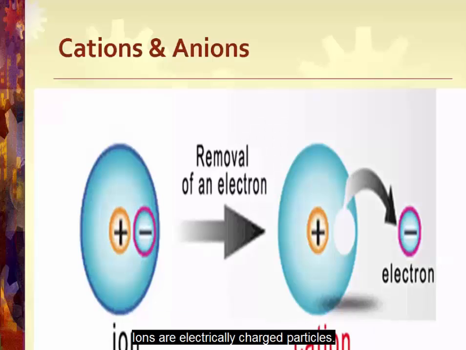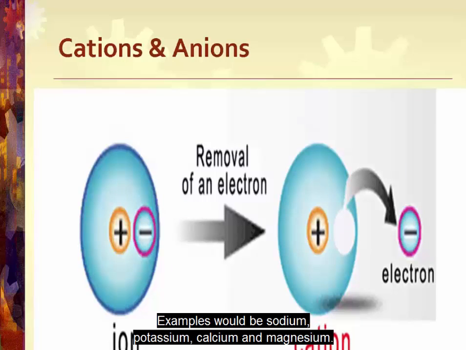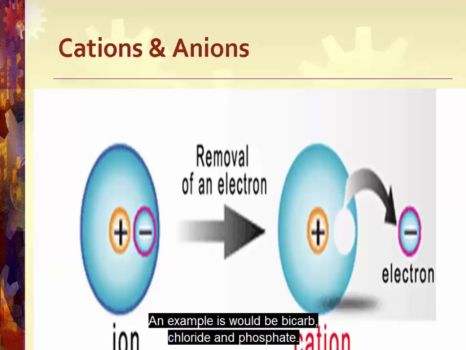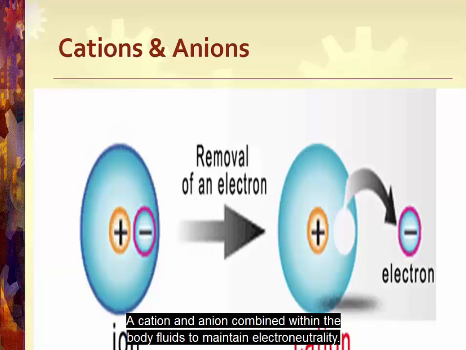Ions are electrically charged particles. Cations are positively charged ions. Examples would be sodium, potassium, calcium, and magnesium. Anions are negatively charged ions, and examples would be bicarb, chloride, and phosphate. A cation and anion combine within the body fluids to maintain electroneutrality. Examples include sodium bicarbonate, sodium chloride, and potassium chloride.